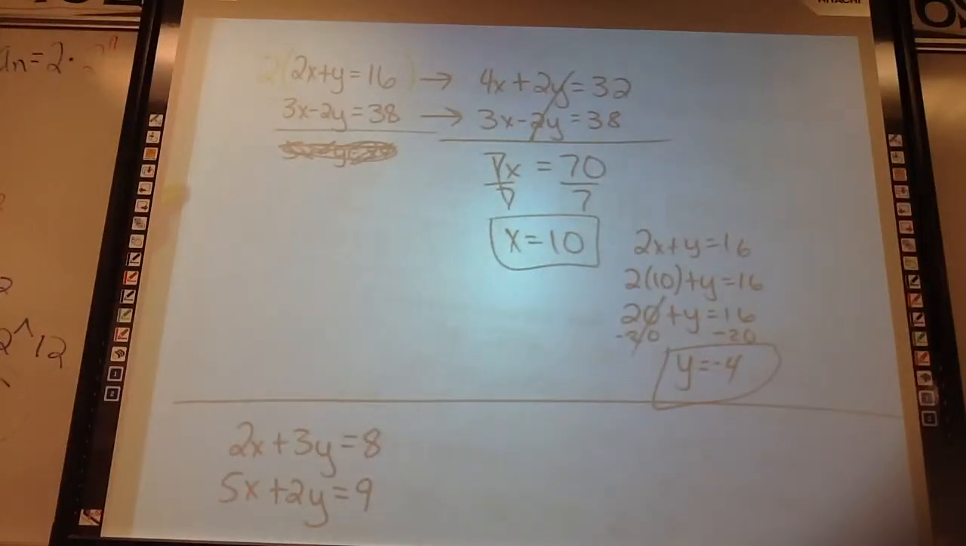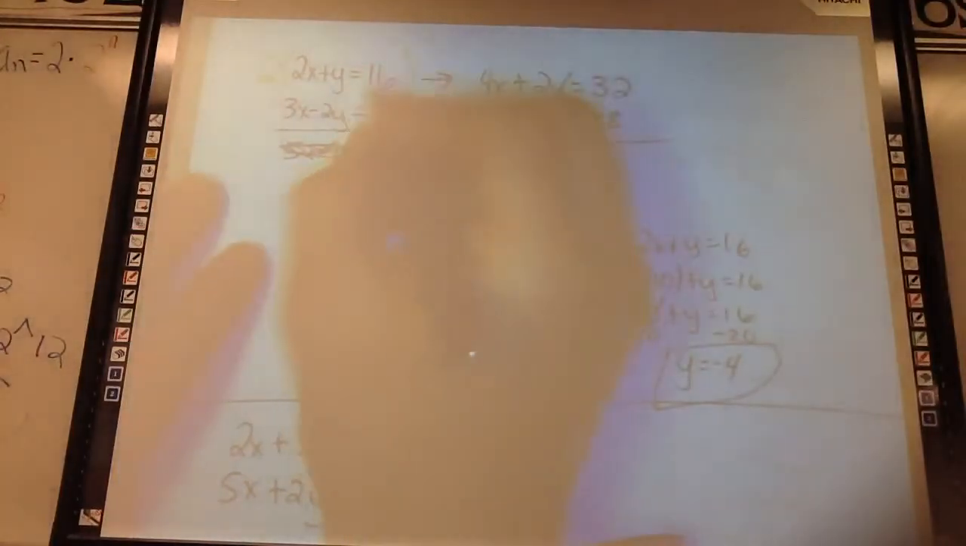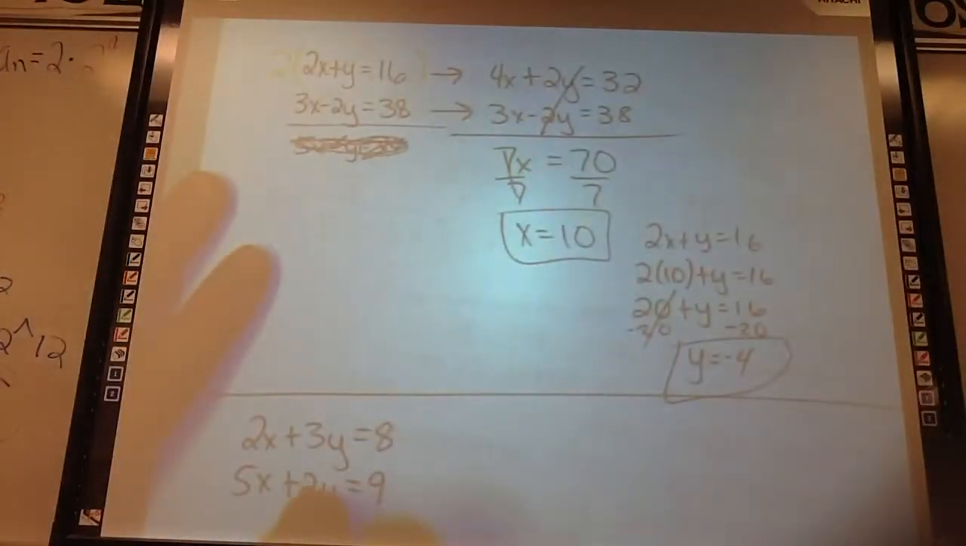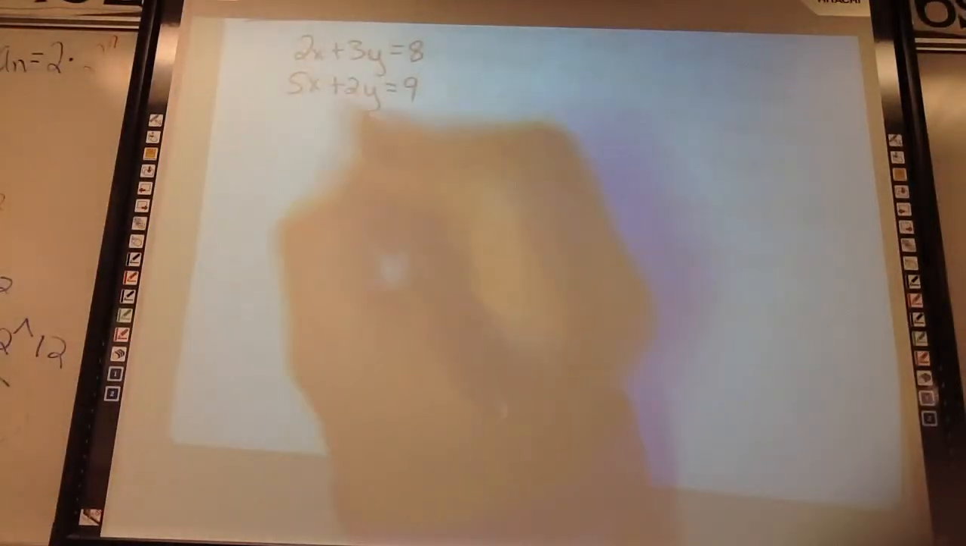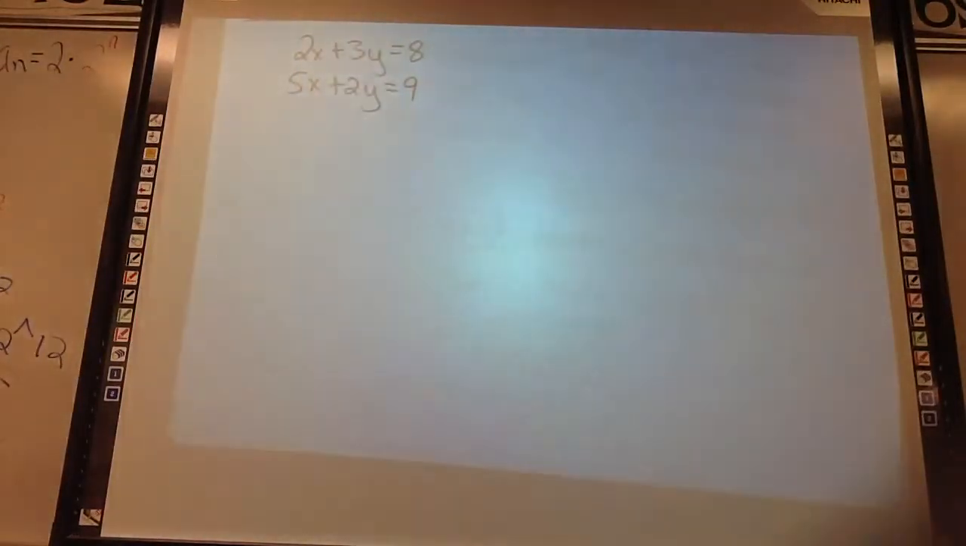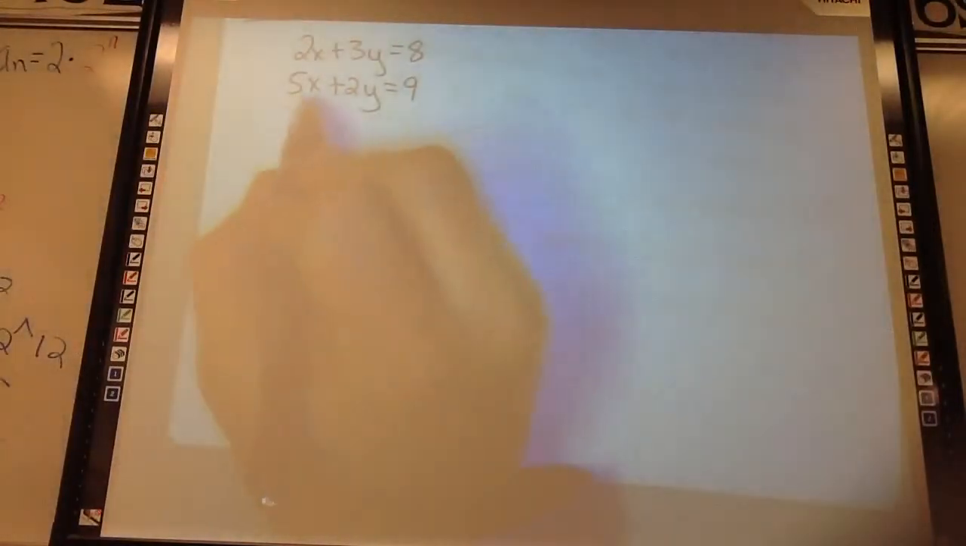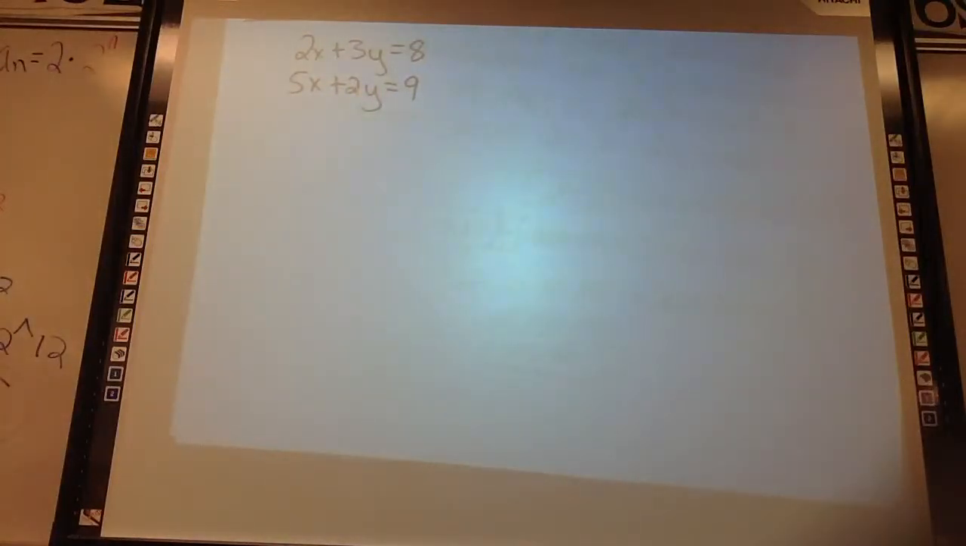What about this bottom one, though? Let's just go to this one. Look at this, everything's positive. If I add these up, I'll get 7x plus 5y, and nothing got eliminated. So I have to figure out a way to multiply them to get a negative. Multiply by negative 2. You can either eliminate x or y, it does not matter.